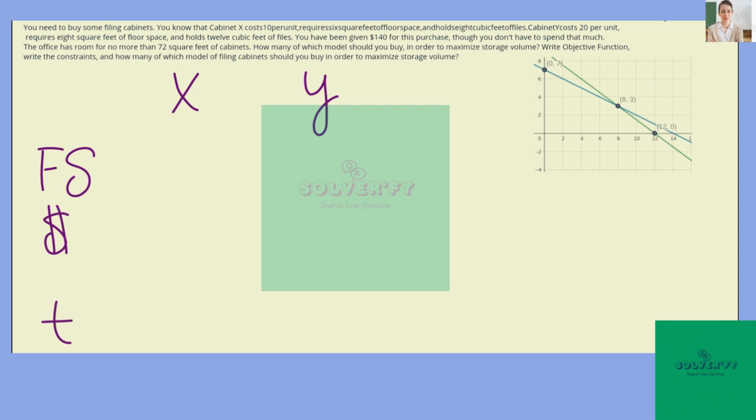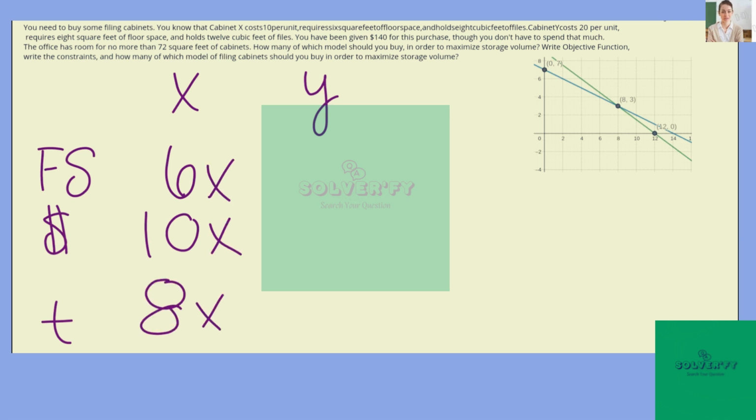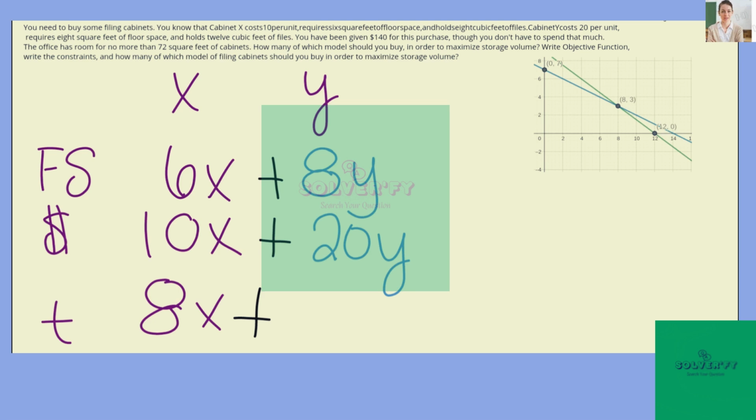For cabinet X, for floor space I have 6, for money I have $10 per unit, and for tiles I have 8. These are all going to be represented by X. Then I'm going to add my Y values. For floor space, I have 8Y. For money, it's going to be 20 per unit. And then for my volume, it's 12.